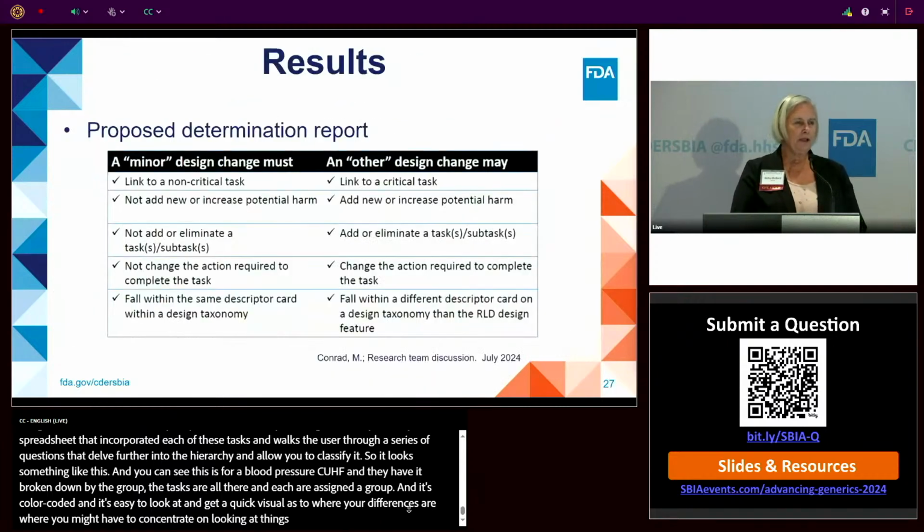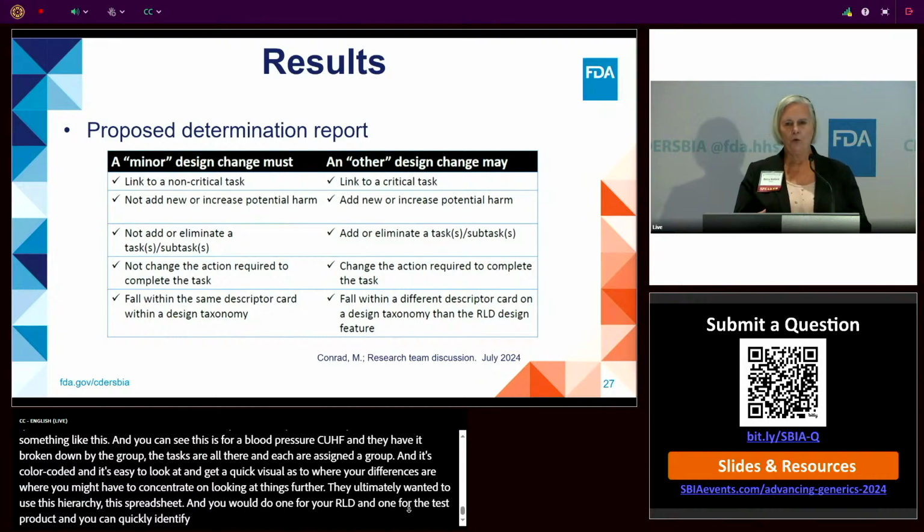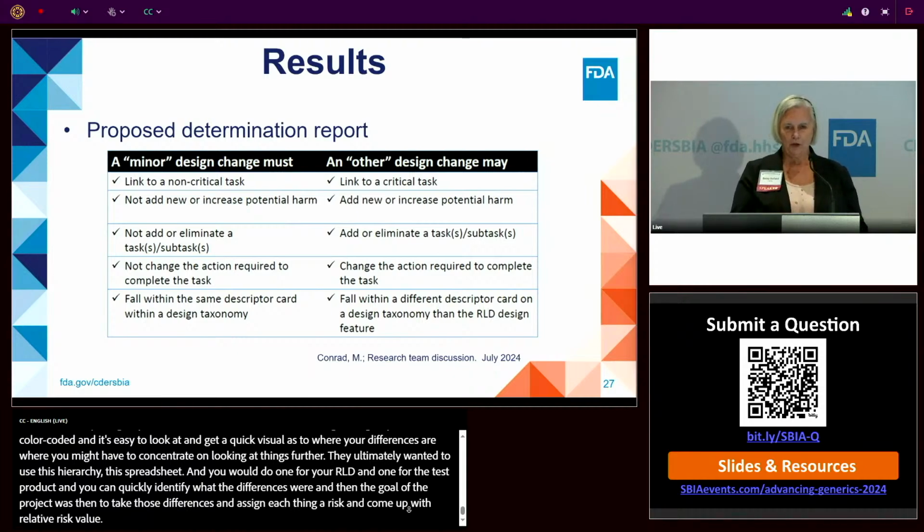They ultimately wanted to use the results of this hierarchy, this spreadsheet, and you would do one for your RLD and one for your test product, and you could quickly identify where the differences were. And then the goal of the project was then to take those differences and assign each thing a risk and come up with sort of a relative risk value and produce what they are calling a determination report.